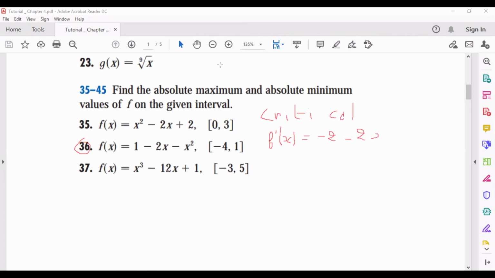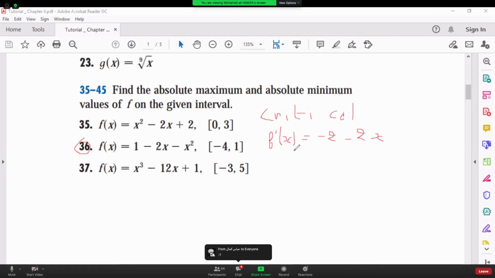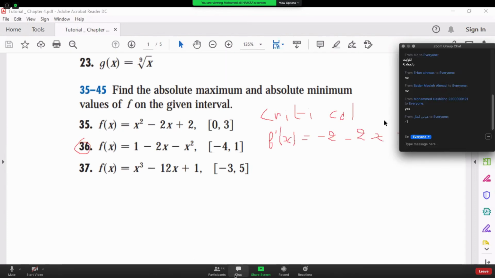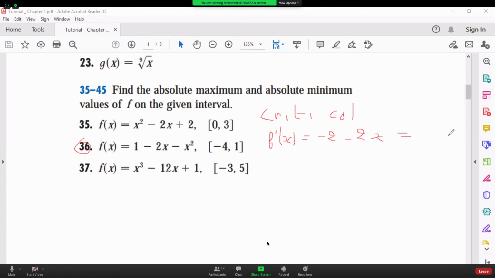This is the derivative. The derivative is equal to 0. When is this equal to 0? Minus 2 minus 2x equals 0. X equals negative 1. Is it clear? For minus 1, it gives 0.